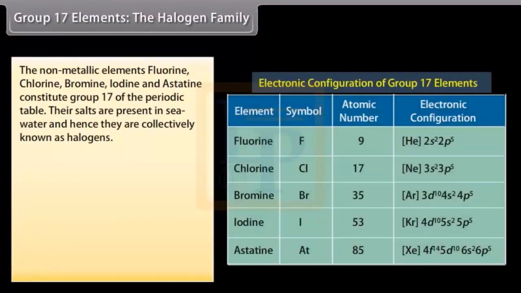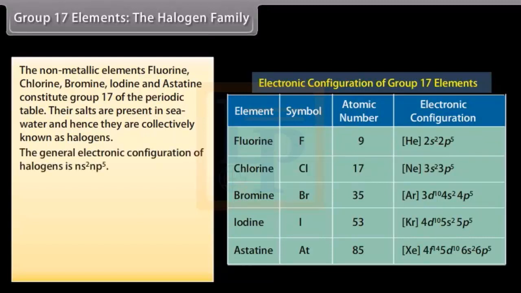Group 17 elements, the halogen family. The non-metallic elements fluorine, chlorine, bromine, iodine and astatine constitute group 17 of the periodic table. Their salts are present in seawater and hence they are collectively known as halogens.